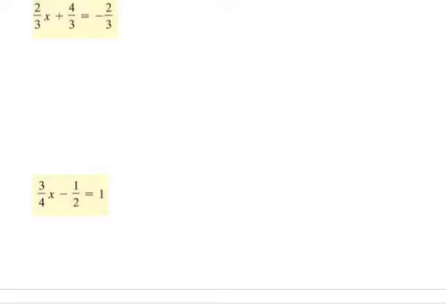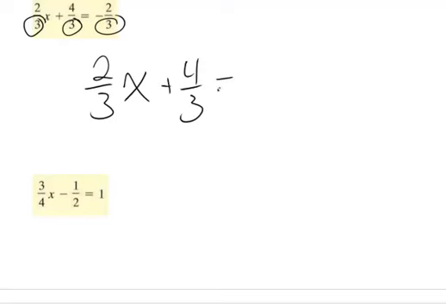Okay, so for my next problem here, the first thing I want to do is look at each of the denominators that I have. And I notice that my common denominator is going to be 3. So I'm going to write down my problem, which is 2/3 x plus 4 over 3 equals negative 2 over 3.